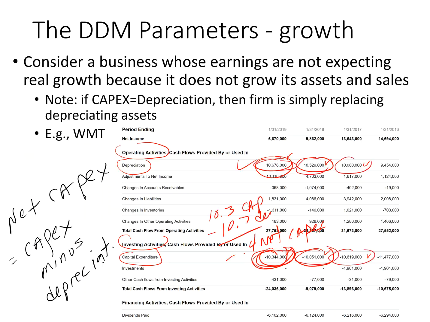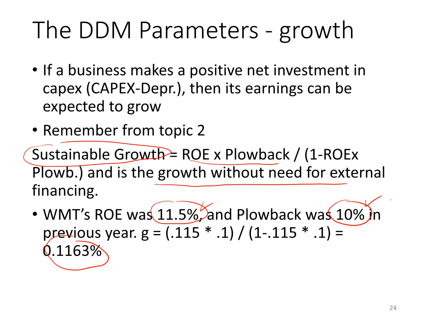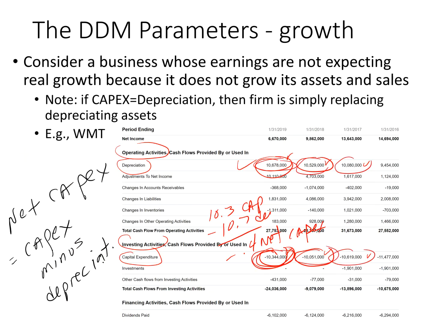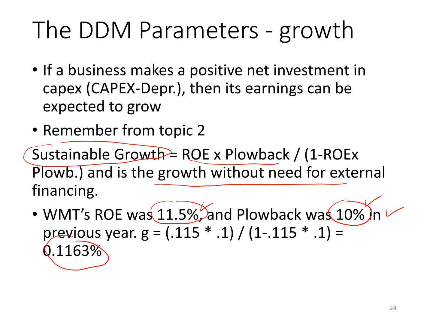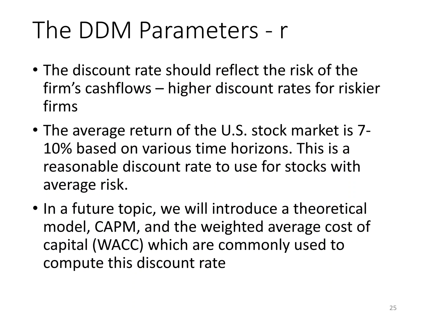So both these indicators are telling me that the growth for Walmart is low. They don't plow back a lot of their earnings to reinvest in CapEx, and they're not investing in CapEx. They're simply replacing the depreciating assets. And lastly, we'll talk about the interest rate. The two biggest factors in the DCF model are the terminal growth rate and the discount rate. Now the discount rate, I just gave it to you. For Walmart, I just said it was 6%, but we'll have a topic later that talks about that.